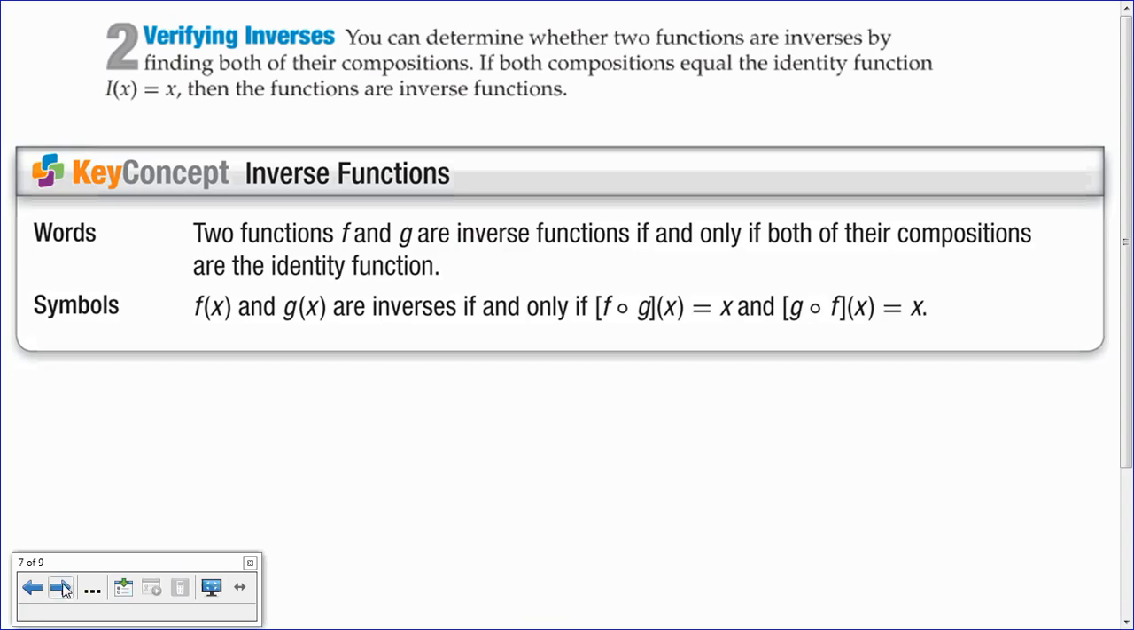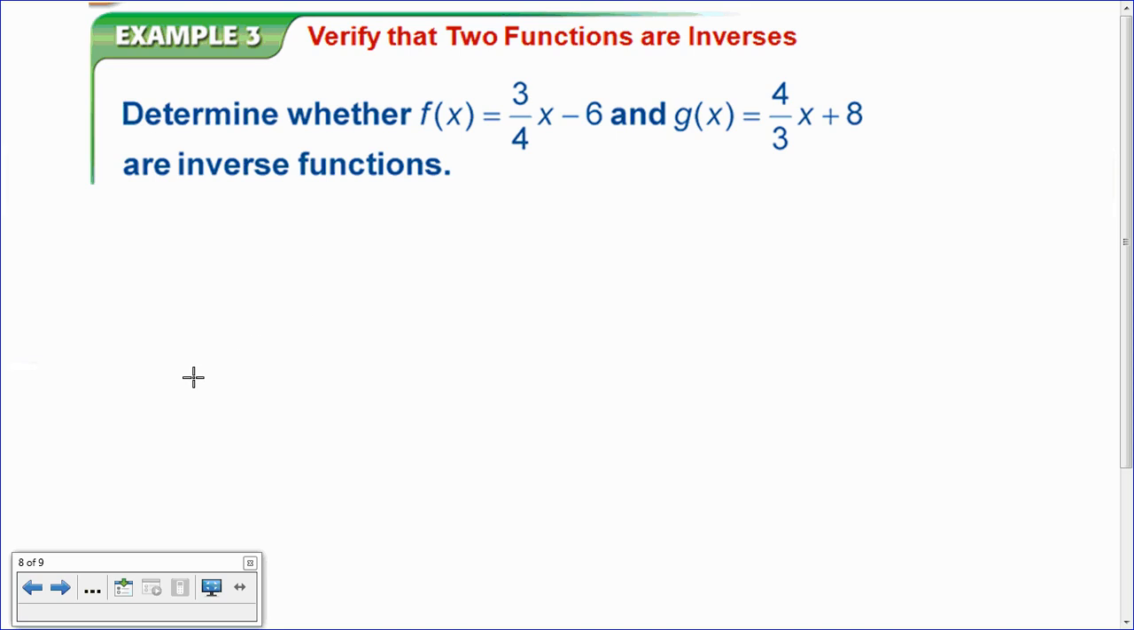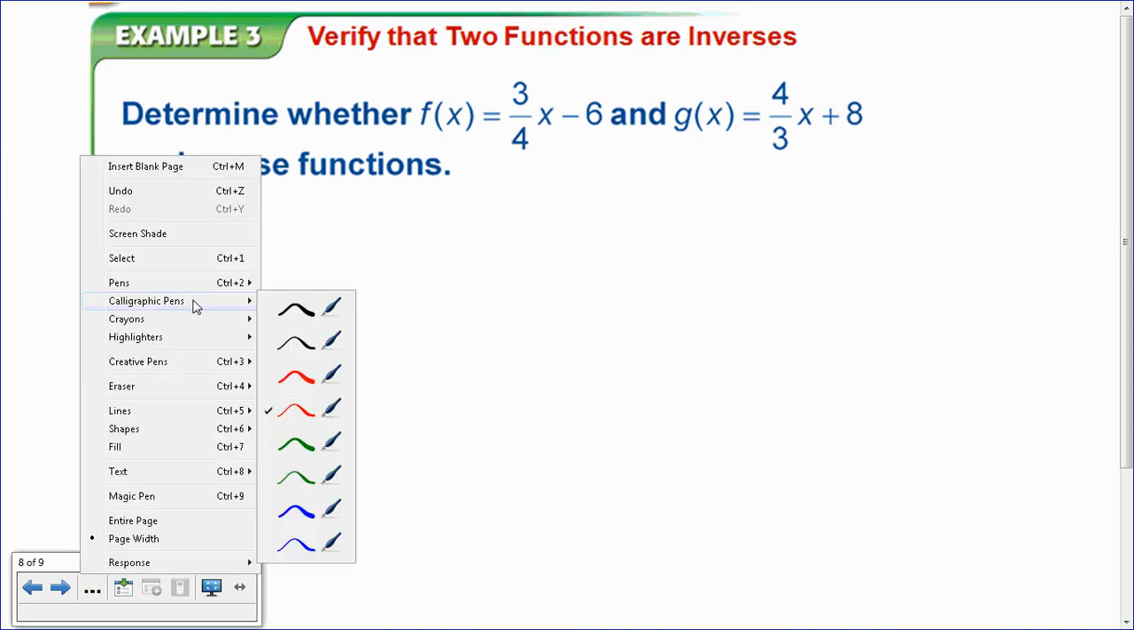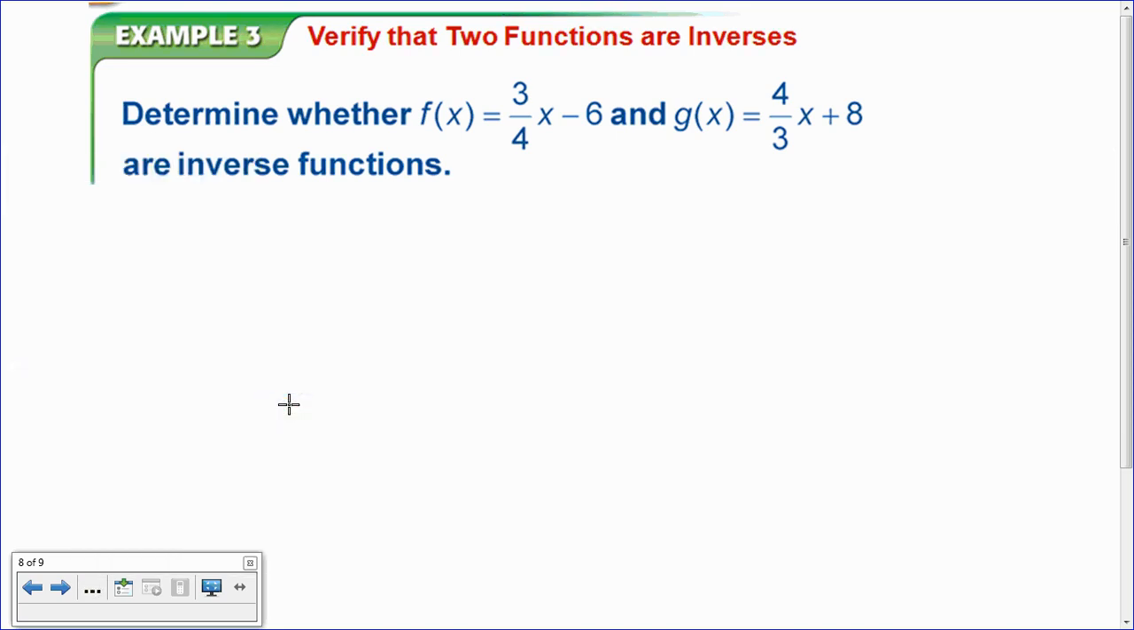Okay, so how do we do this? All right, simple. We're going to do the composition of both of them. Let's do the composition first of f composition g, meaning that we're putting g into f. We're putting this one right here in place of that x right there. So what do I have? I've got 3/4. Instead of x, I'll put 4/3 x plus 8. And then I'll finish up with the rest of the problem, minus 6.